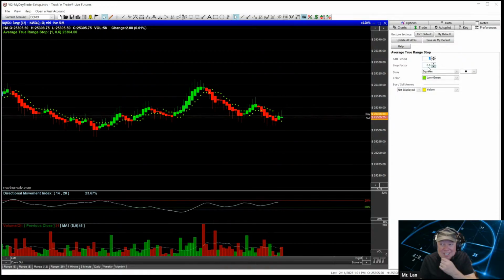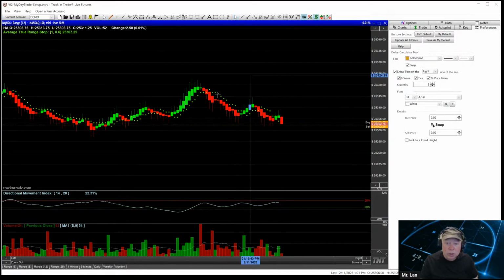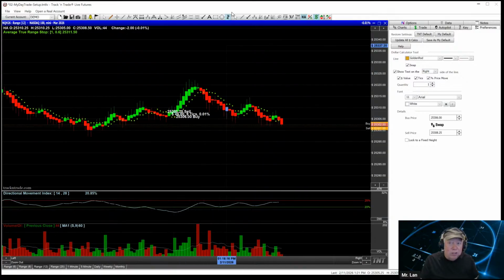I got it set at 0.6. That's really close. And that's where I like it if the markets are moving and trending. If they're not, I don't. Now, the distance between this green dot and that green dot went from $240 down to $45. That's a big difference.